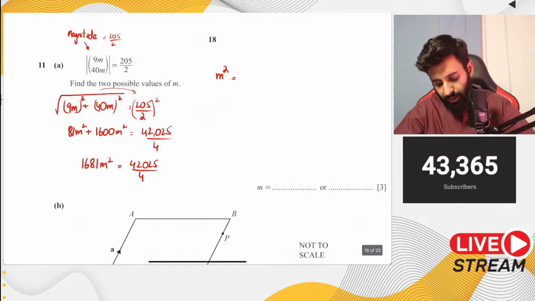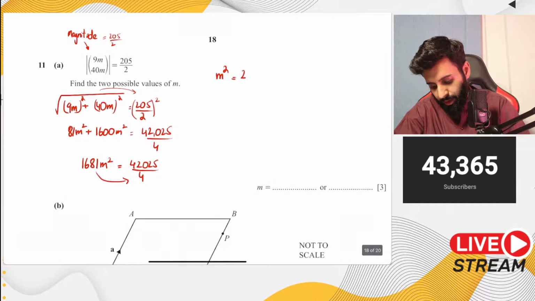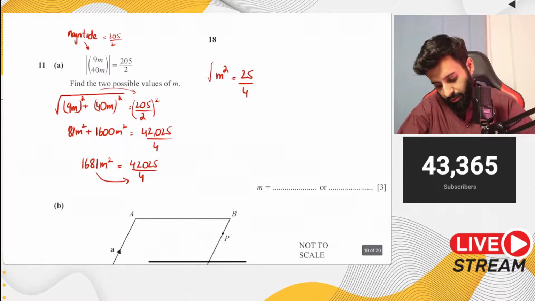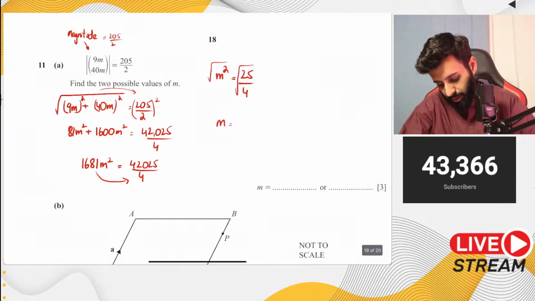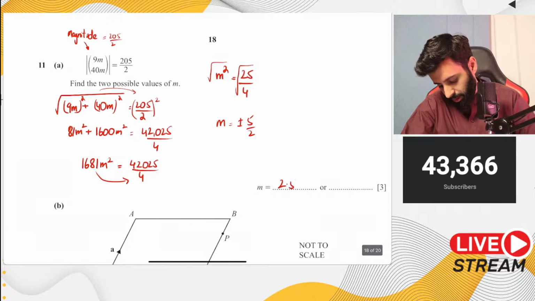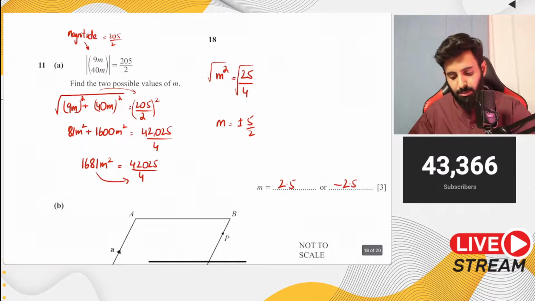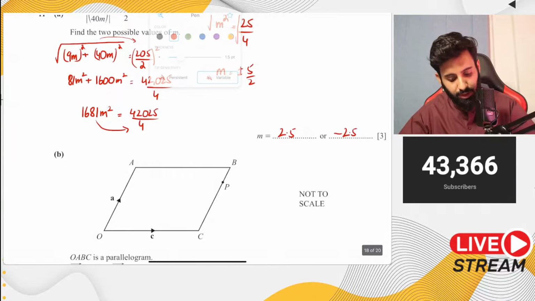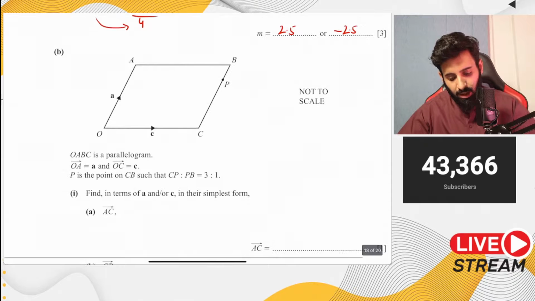If you divide this by 1681, you get 25 upon 4, and then take the square root on both sides. If you take the square root on both sides, you get plus minus 5 upon 2, or 2.5. So positive 2.5 or minus 2.5 is what you end up with. Okay, so there you go. That's that.